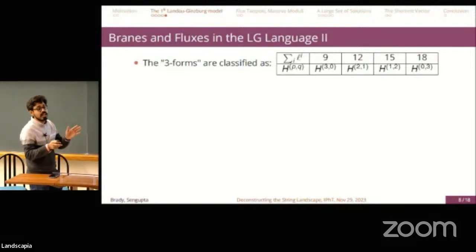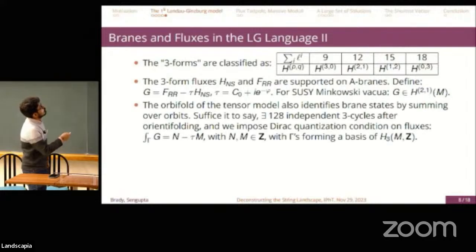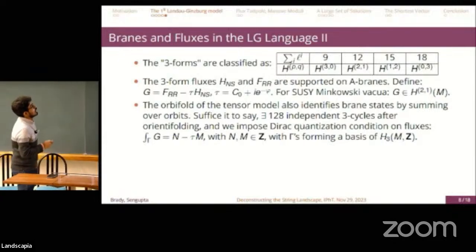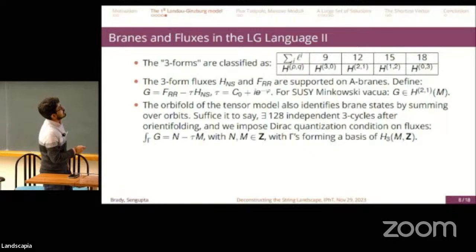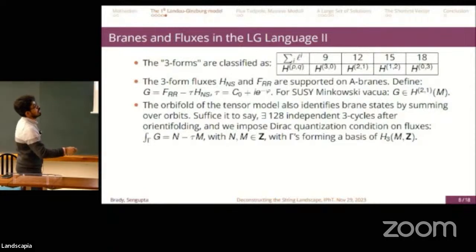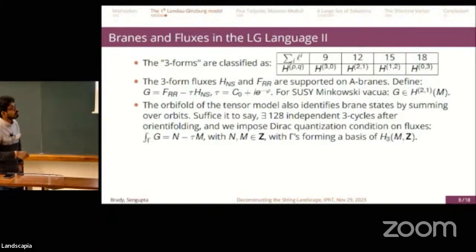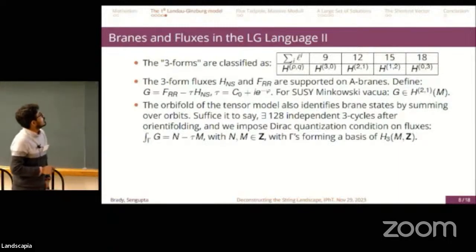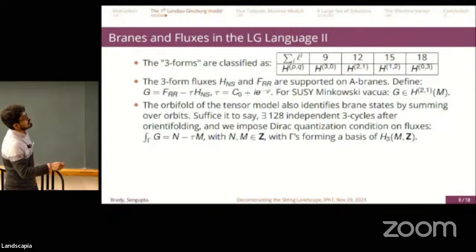The Hodge degrees, in terms of the values of P and Q, can be identified by looking at the U1 charges of the internal N equals 2 SCFT algebra, and these are the classifications of the PQ forms. So the 3-form fluxes in the NSNS and the Ramond-Ramond sector are supported on A branes, and we complexify this in this fashion, and then tau is the axiodilaton. For supersymmetric Minkowski vacua, the flux has to be in H21. For this particular part of the project we only looked at Minkowski solutions, but there also exist AdS vacua in this model.